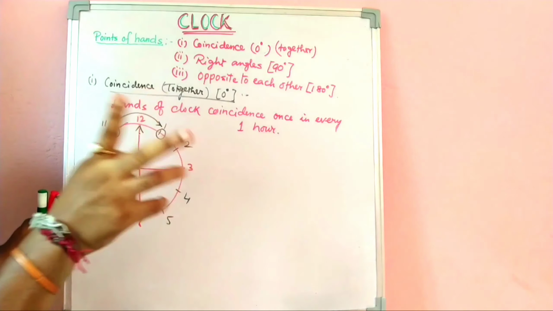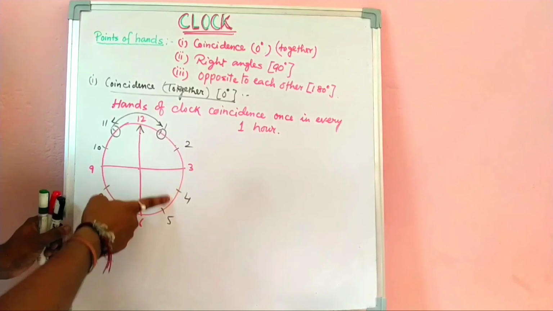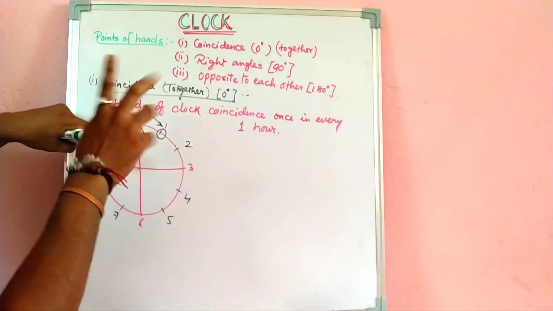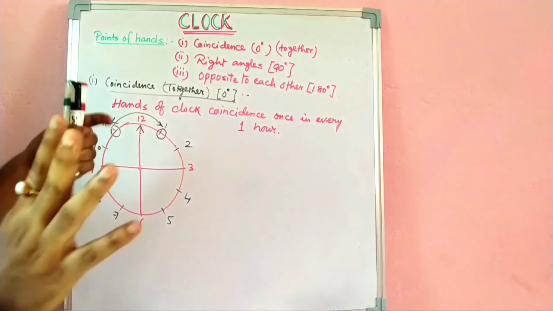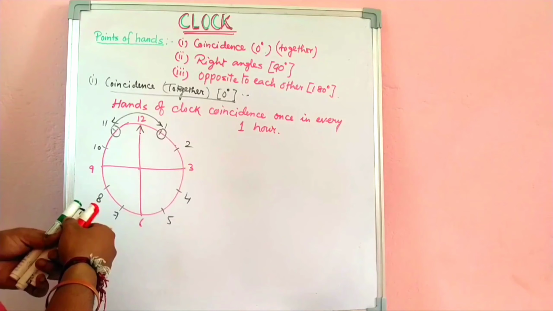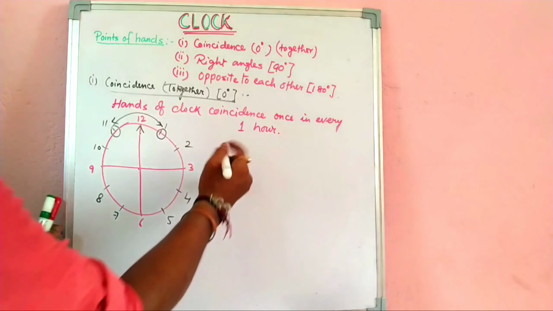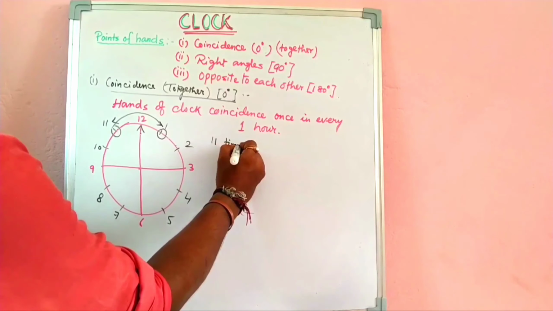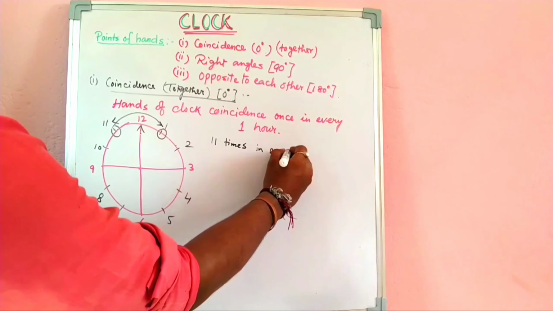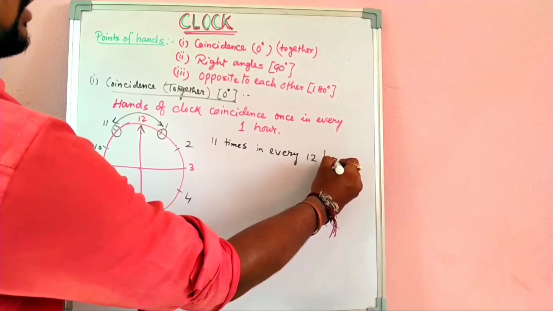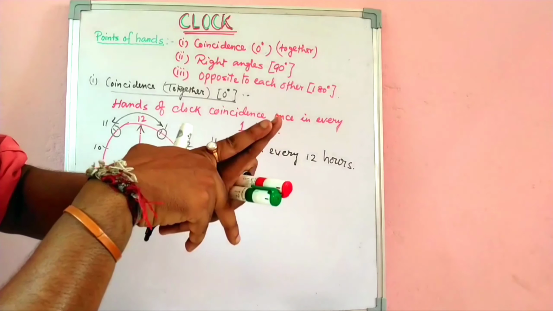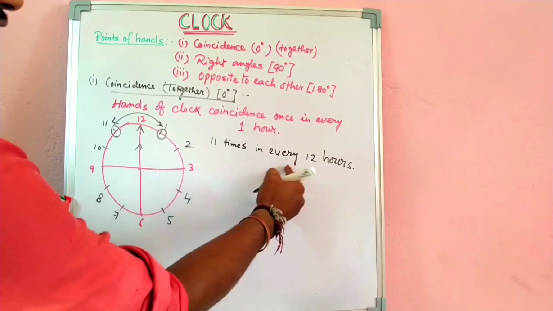So in this way, how many coincidence points? 1, 2, 3, 4, 5, 6, 7, 8, 9, 10, and from here to here 1. So total 11 coincidence points out of these 12 hours. So in 12 hours, how many coincidence points? There will be 11. So I am writing here, 11 times in every 12 hours they will coincide with each other. Coincidence means the minute hand and hour hand together.